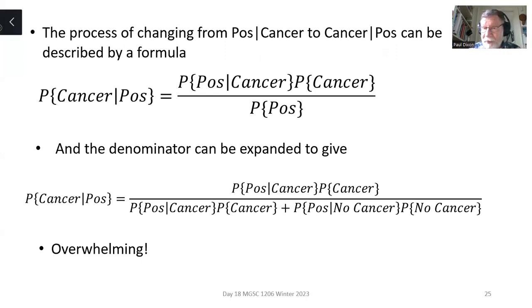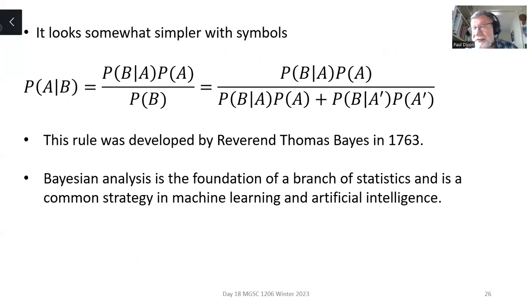This process we went through, flipping things around, of going from one to the other, cancer given positive, when we've got probability of positive given cancer, you can express the whole thing, the whole steps we went through, as a formula. It looks pretty ugly, doesn't it? If I used A's and B's, it's still pretty ugly. It's known as Bayes' rule. And Bayesian analysis is a very important branch of statistics. It's a very common strategy in machine learning and artificial intelligence. So if you come across this term Bayes or Bayes analysis, this is where it's coming from. It's flipping things around. It can get quite complicated, but as we just saw with the trees, maybe we can use tools so that we don't have to think in terms of messy formulas.